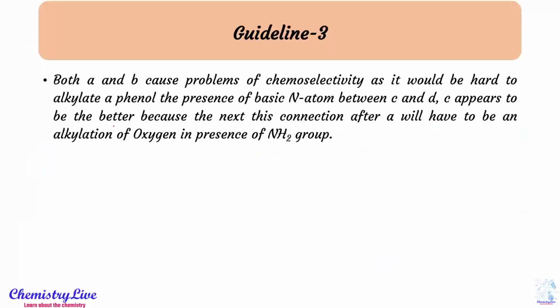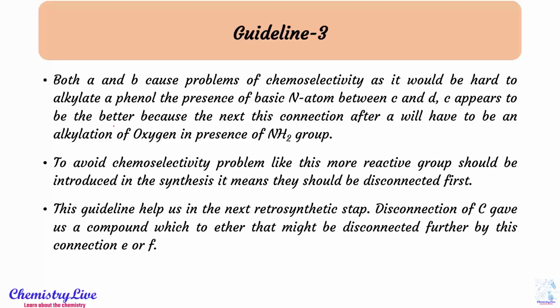So we have to choose both A and B, because of the problem of avoiding the hard chemoselectivity, as with the hard alkylate phenolate ion. To avoid this kind of chemoselectivity problem, the more reactive group should be introduced last in the synthesis, which means it should be disconnected first. So this guideline helps to get the next retrosynthesis step.